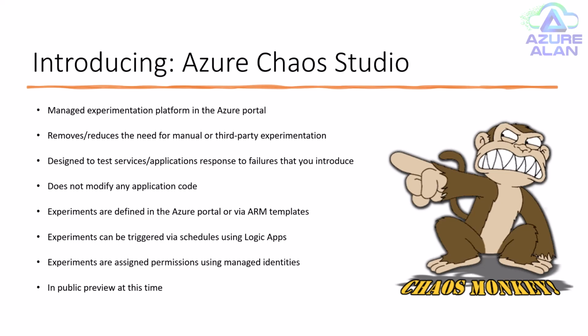And those experiments are assigned permissions using managed identities. So you'll use a managed identity on the Azure resources that you're testing, and you can give that just as much permissions as the experiment needs to run. Just one thing to note, Azure Chaos Studio is still in public preview at the time of this recording.